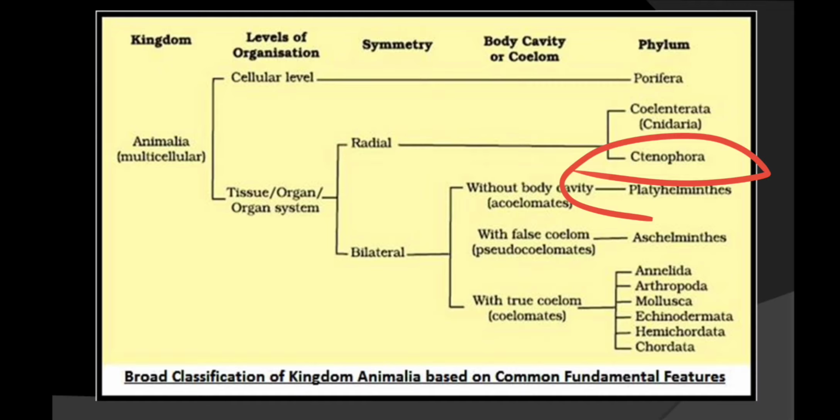Then in the Ctenophora you have seen the bioluminescence characteristic, and you know that they are at the dead end of the food chain. You know why? Because they are not good predators, and they are not good prey either. So they are present at the dead end of the food chain, and that's the reason their species are quite less. Alright, now move on to the next phylum, that is Platyhelminthes.